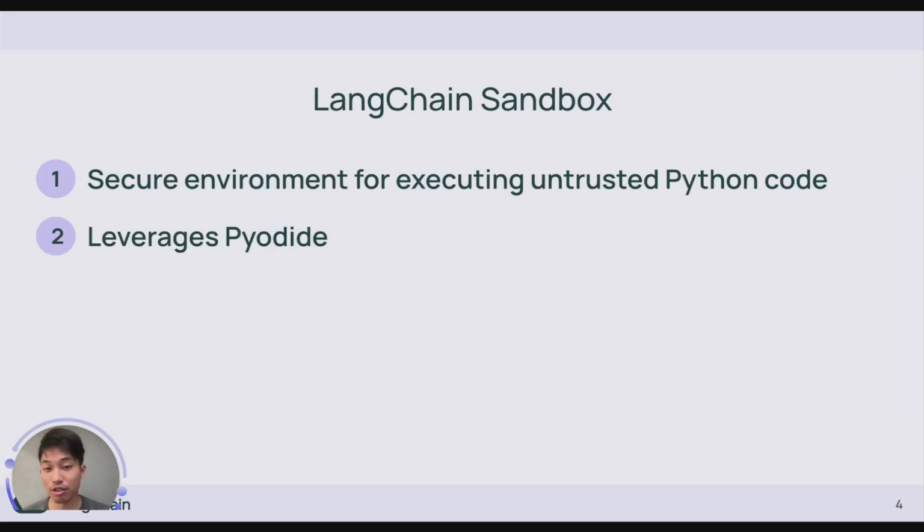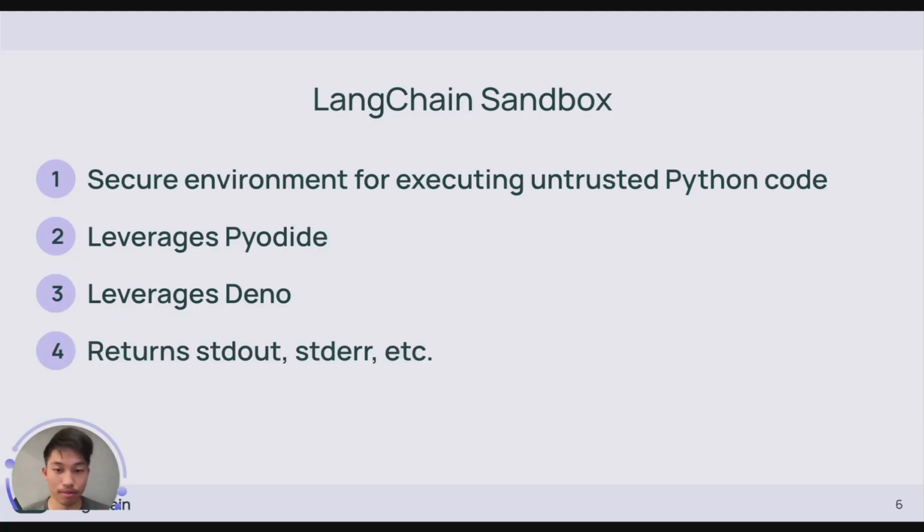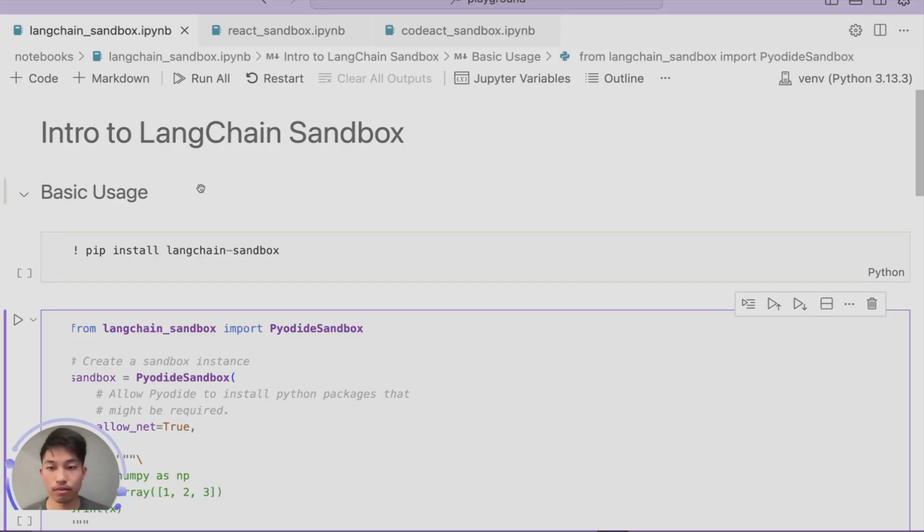LangChain Sandbox leverages Pyodide to run that Python code in a sandbox WebAssembly environment, and it also leverages Deno, which isolates the code execution. When you execute code in the LangChain Sandbox, you get useful information back from the standard output and standard error, amongst other values as well. Let's take a look at a quick example.